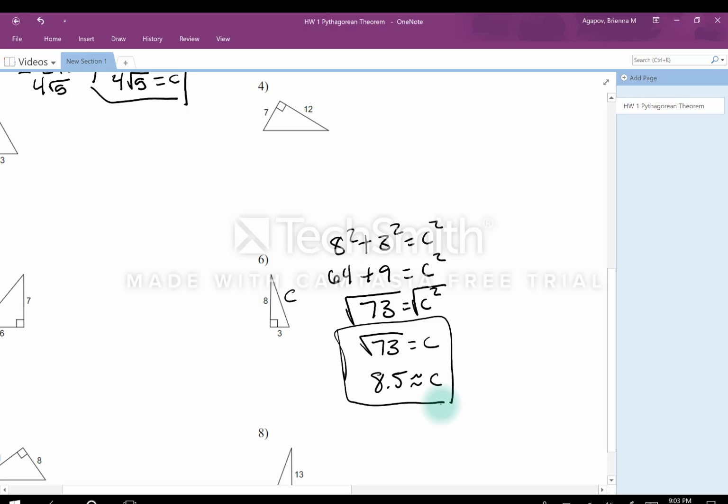Now, what you should have seen when you tried to do the factoring of this is that you can't, because 73 is a prime number, meaning that the only factors it has are 73 and 1. It doesn't break down to any other number. No number besides itself and 1 multiplied together equals 73.